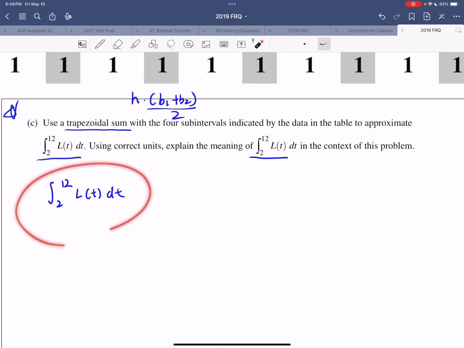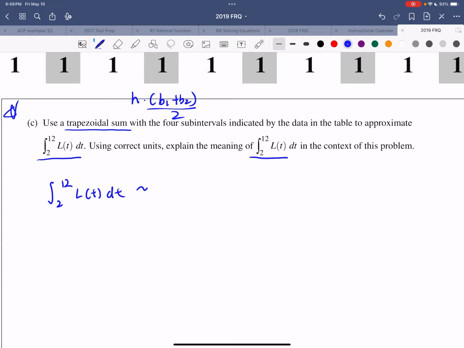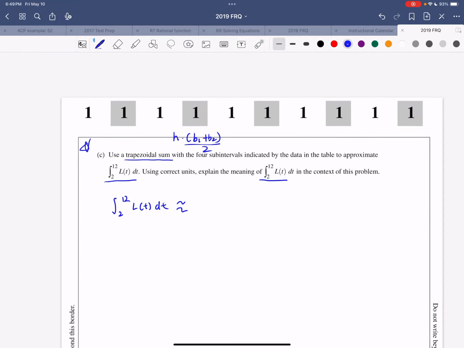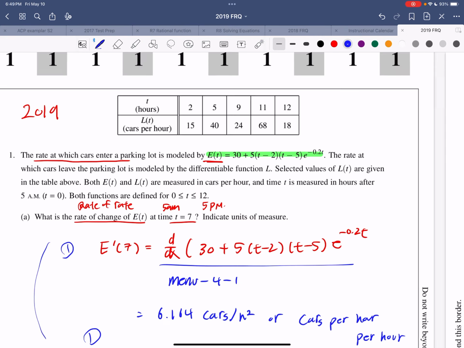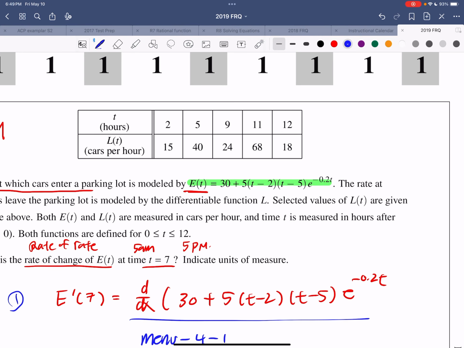Last time on the test, a lot of you forgot about this one. This is approximately, and now we're using a table. Unlike a left or right Riemann sum, what you have to do is, so this is 3, you have to do this plus this divided by 2. That's the only thing that you have to do.